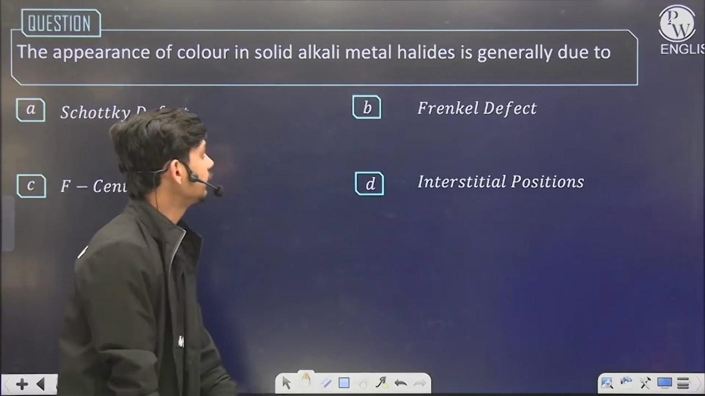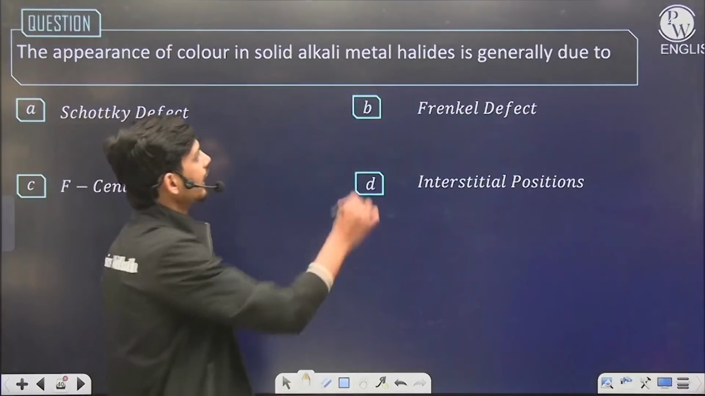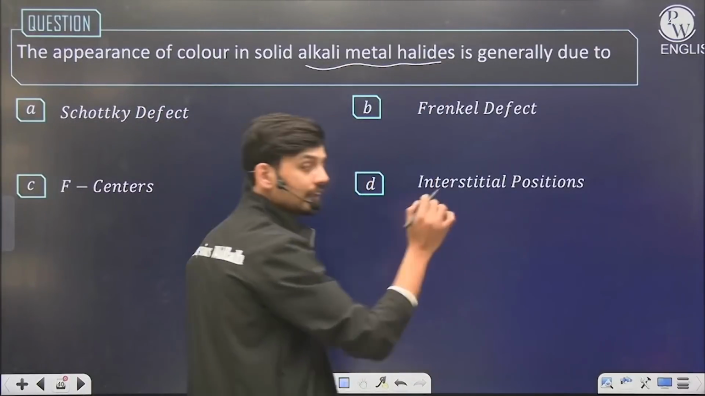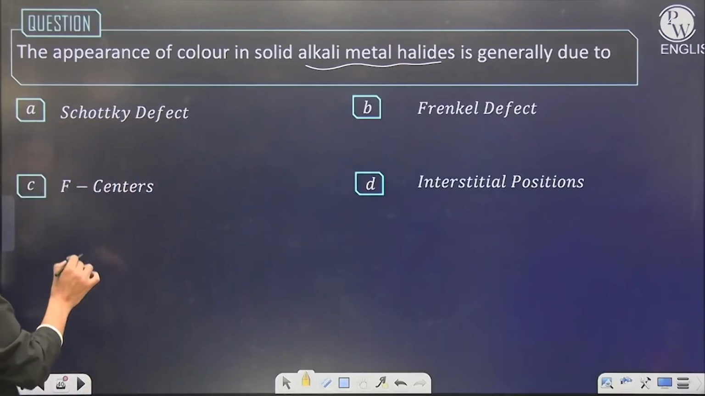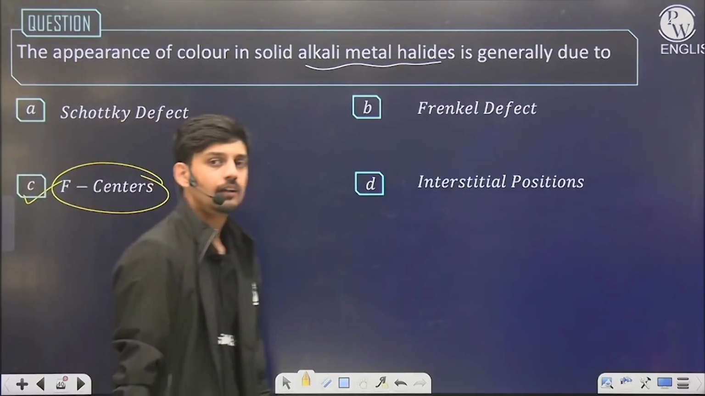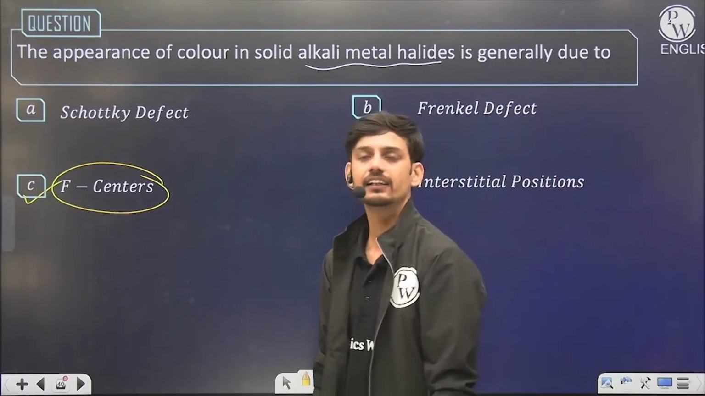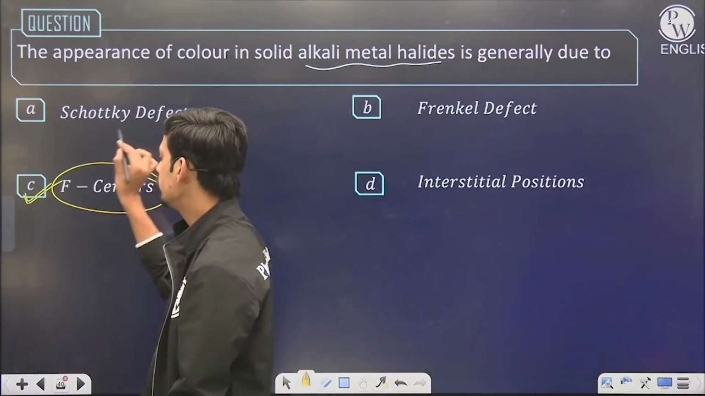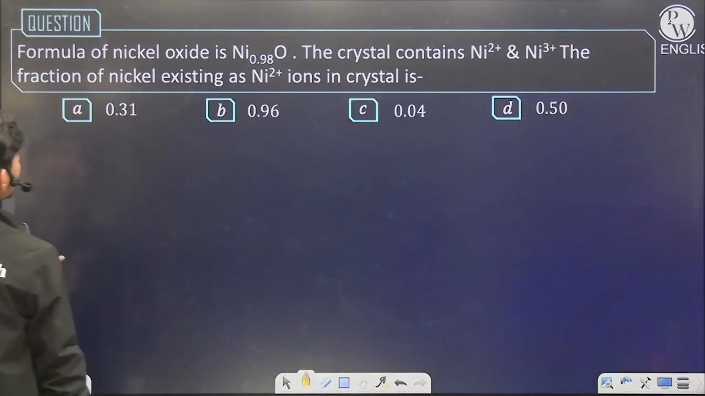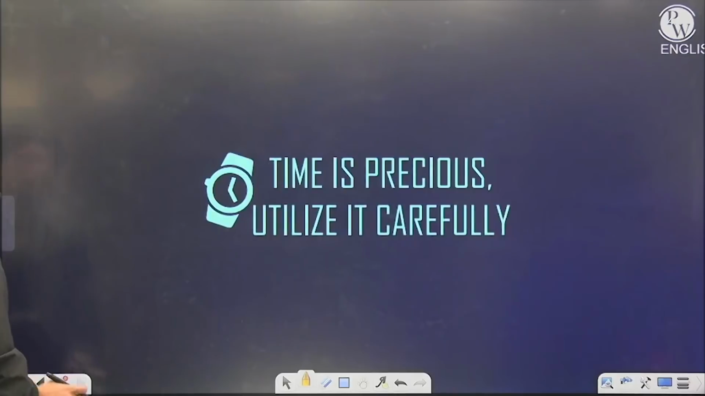Now let's see this question. The appearance of color in solid alkali metal halides is generally due to? This question is right from the memory lane. The F center causes a metal excess defect which results in formation of color in alkali metal solids. So the correct answer will be F center. Another question: the formula of nickel oxide, which we have already solved. It will be 0.96.